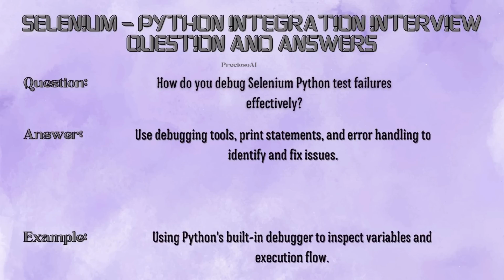Next question: how do you debug Selenium Python test failures effectively? And the answer is use debugging tools, print statements, and error handling to identify and fix issues, for example using Python's built-in debugger to inspect variables and execution flow.